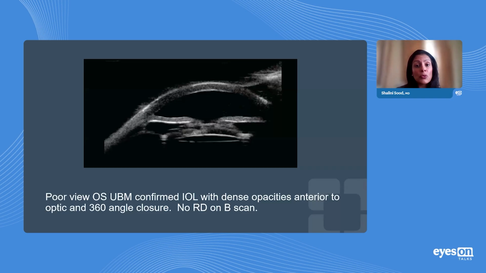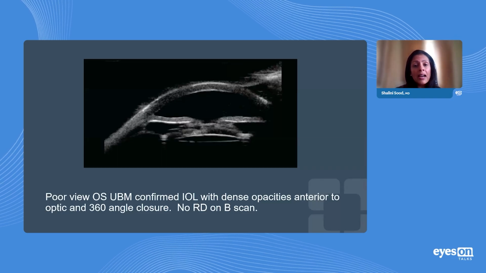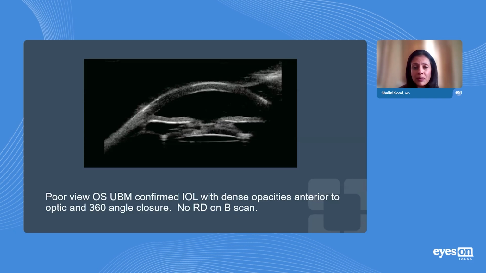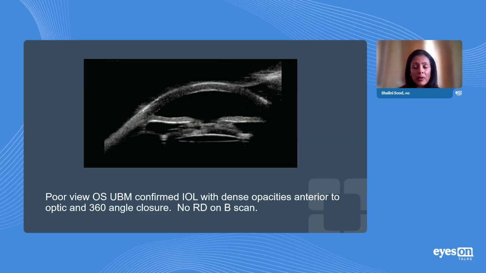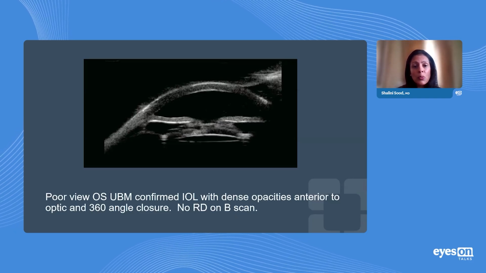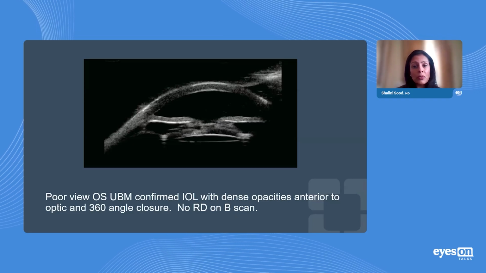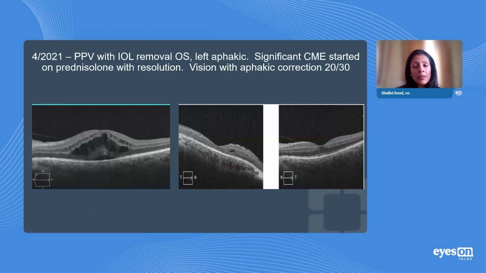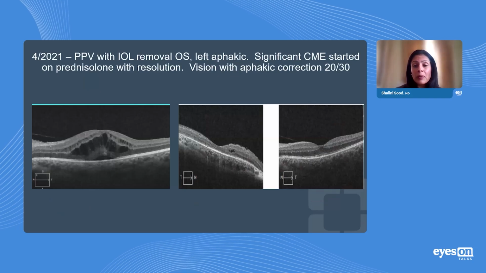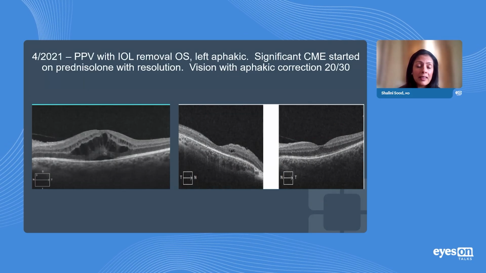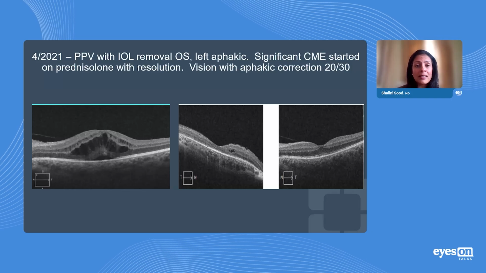So the attention was then moved to the left eye, and you can see on this UBM that there is indeed an IOL present, but some very dense opacities anterior to that optic with 360 angle closure. There was no RD noted on B-scan. A pars plana vitrectomy was performed for that left eye with removal of that lens that had all those dense opacities anterior to the optic.